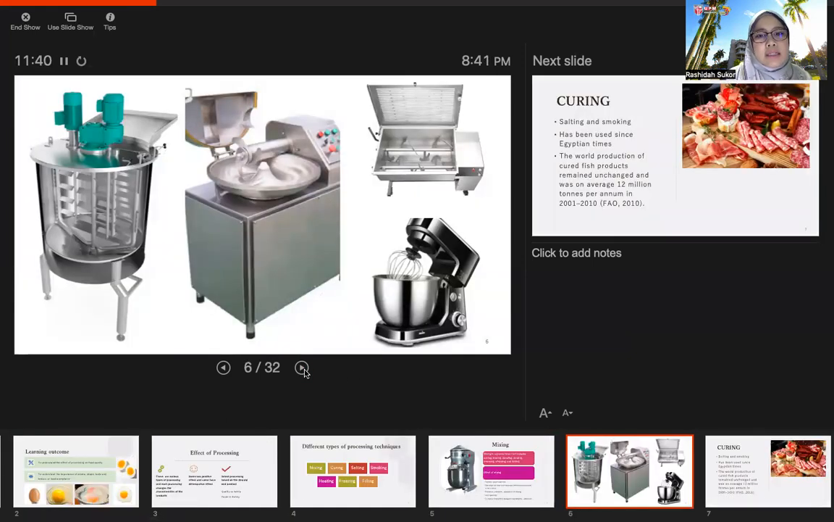So these are examples of the processing instruments that are mostly used in mixing. But if you see, this is small scale, the one that we use at home. If we're talking about big industries, you will see that they use a very big mixer, right?